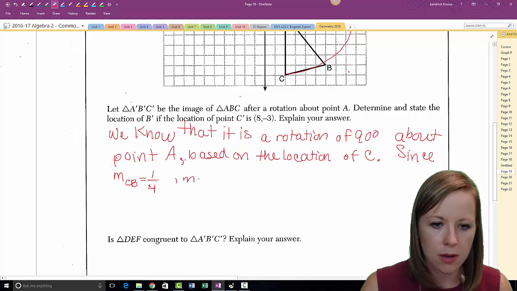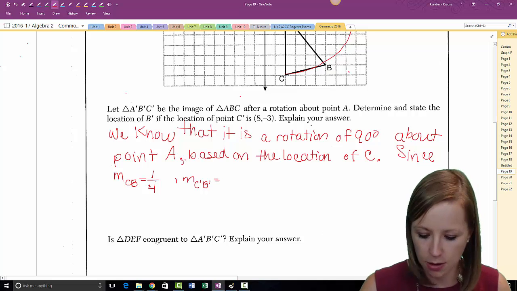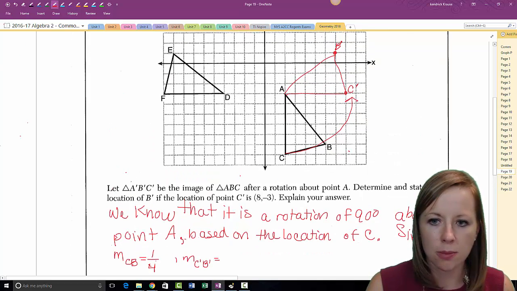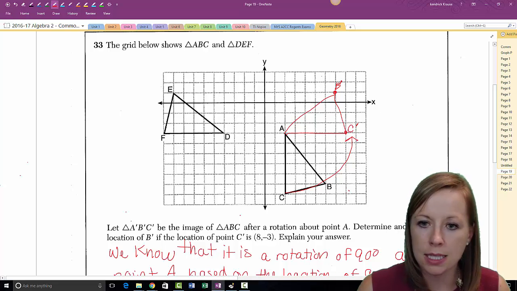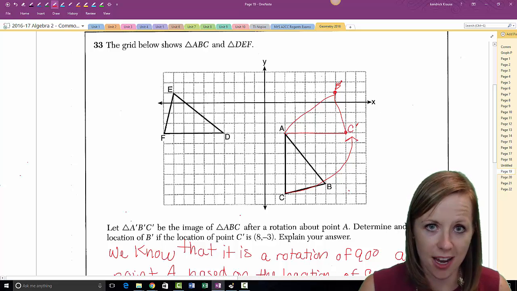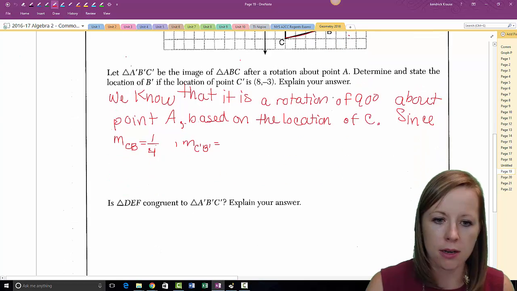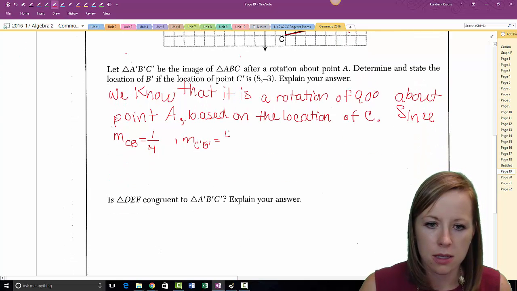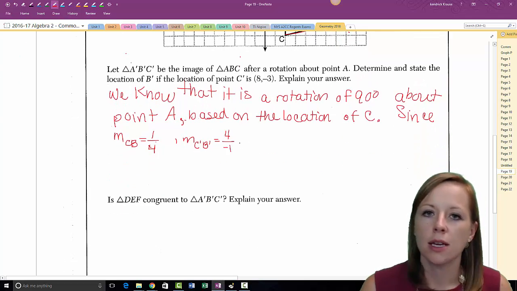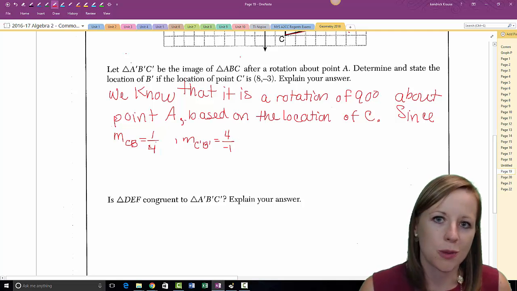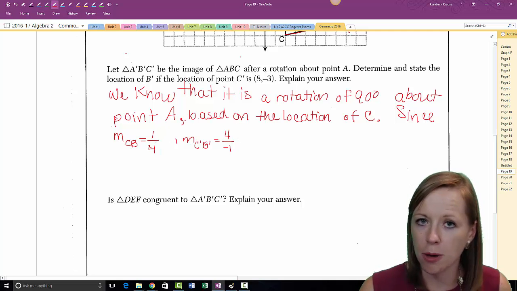The slope of C prime B prime, if we go up here I can show you, C prime B prime is up 4 left 1, right? So up 4, left 1 would be the negative reciprocal because we turned it 90 degrees. Wouldn't they be perpendicular?